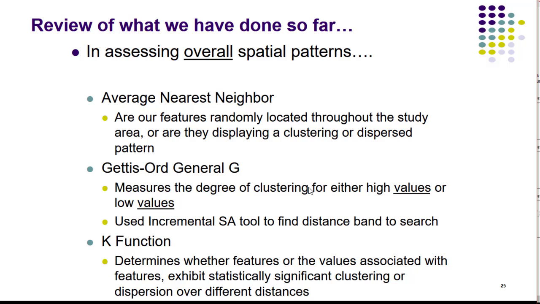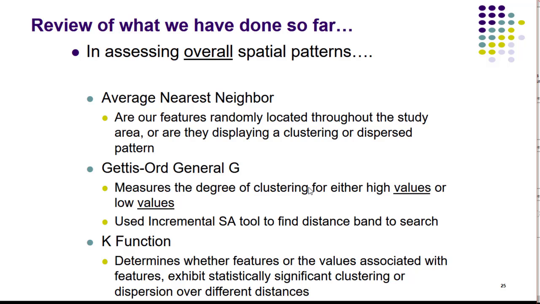All right, so what we've done so far, we've assessed overall spatial patterns with average nearest neighbor. Our main question there was, are the features randomly located throughout the study area, or are they displaying some type of clustered or dispersed pattern? That's the first thing we did in topic 1. Topic 2, we looked at the GEDIS or general G statistic. In this case, we were able to use an attribute value for those point locations to determine if the higher values were clustering or if they were dispersed. So we had a bunch of the groundwater data and other data sets for the Appalachian Regional Commission that we used for that.